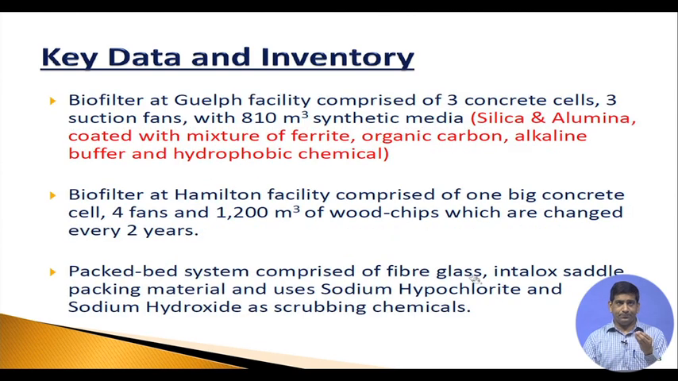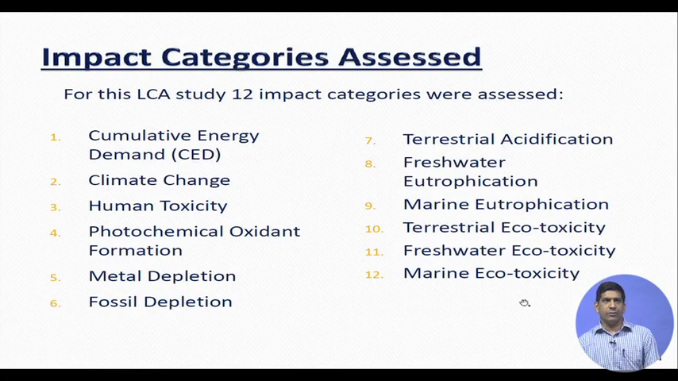From there, we looked at the facilities that we saw. Guelph has 3 concrete cells, 3 suction fans with 810 cubic meters of synthetic media, which is silica and aluminum coated with a mixture of ferrite, organic carbon, alkaline buffer and hydrophobic chemical. In Hamilton, we had 1 big concrete cell, 4 fans and 1200 cubic meters of wood chips, which are changed every few years. And in the packed bed system, fiberglass and Seattle packing system were used, with sodium hypochlorite and sodium hydroxide as scrubbing chemicals.